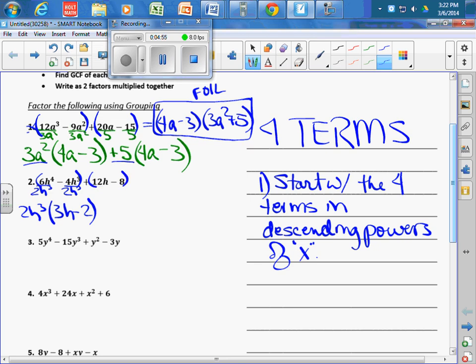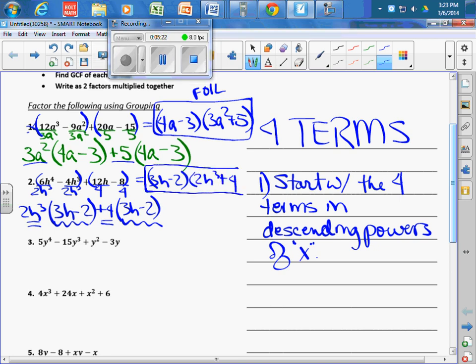Group the second 2 together. Divide both by what? 4. And I'll have plus 4 times the quantity, 3h minus 2. And look at that again. The 3h minus 2 is the same as this 3h minus 2 here. And when we factor that out, what will we have left? 2h to the third plus 4. And there's your final answer.